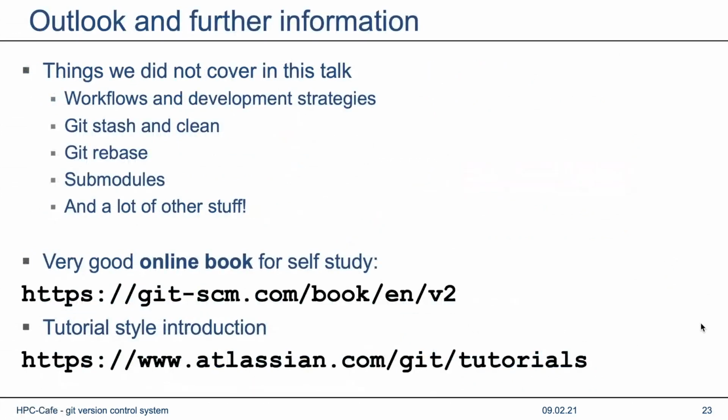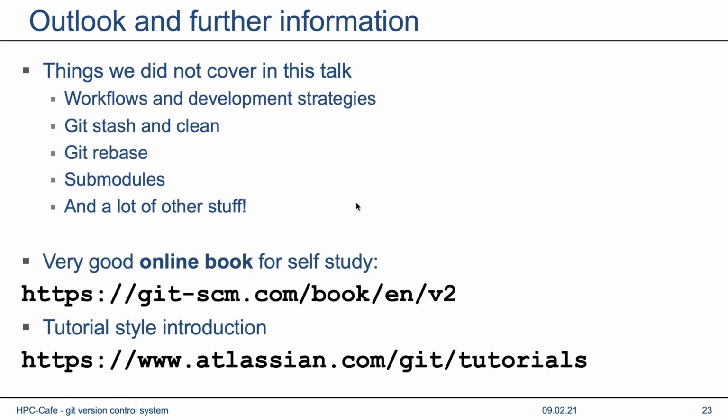Now, the outlook. There are a lot of things in this talk we didn't cover. For example, advanced workflows and development strategies, commands like git stash, which is very useful, git rebase, git submodules, and a lot of other things. Well, the talk was long enough, and so I hope you understand. We may add an advanced talk, which is then targeted on software engineering, because a lot of those things are related to questions on how you do your software development engineering strategy.